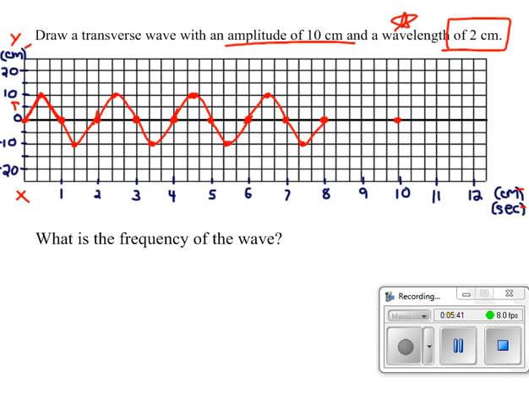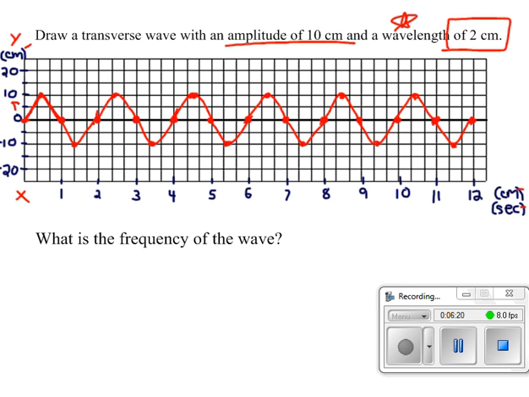Another wave, 2 more centimeters over, which would be 10. I need the halfway point. I'm going to draw my crest and my trough. Now it looks like I can fit in one more wave. So my wavelength is 2 centimeters. Mark my halfway point. Go up. And you're going to go down. And now the graph is complete.